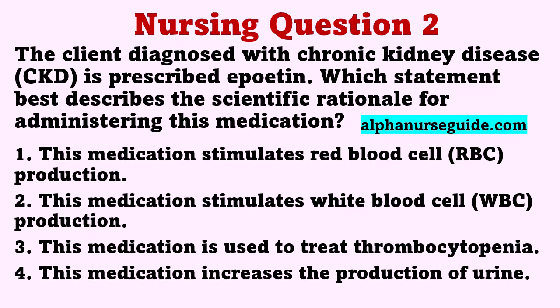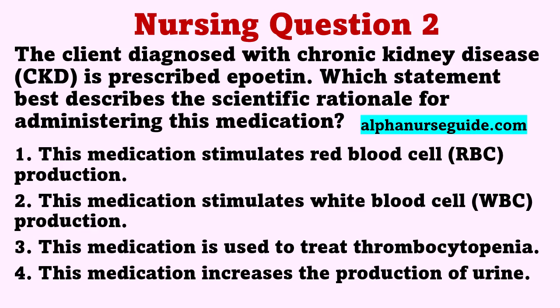The correct answer is 1. This medication stimulates red blood cell production. Epoetin, a biologic response modifier, is a glycoprotein produced by the kidney that stimulates red blood cell production in response to hypoxia. It is prescribed to treat the anemia that occurs in clients diagnosed with CKD. Filgrastim is the biological response modifier that stimulates WBCs and is not used in the treatment of CKD.